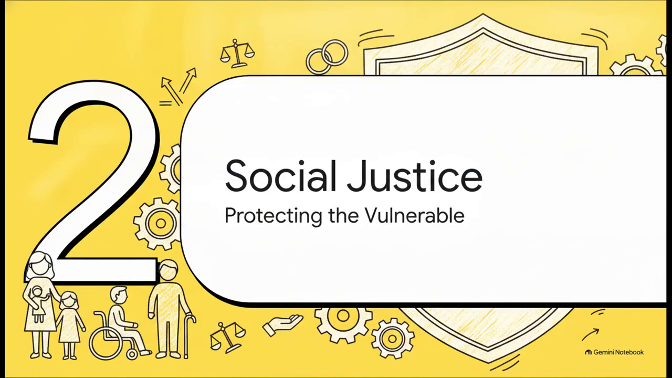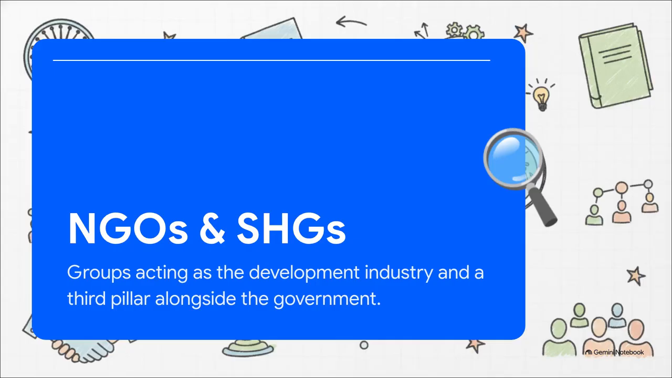And that transitions us perfectly into Pillar 2, social justice, protecting the vulnerable. This entire section is dedicated to how the state apparatus steps in to uplift the most vulnerable sections of our population. We're talking about women, children, the elderly, the disabled, and minority groups.